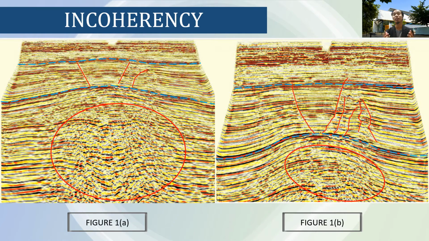Incoherency is the term used in seismic data where it shows inconsistency of the seismic signal. In this slide, Figure 1A is on the left and Figure 1B is on the right, marked by the red circle where it shows the incoherency features in the seismic data image. Figure 1A shows a much clearer signal that is more continuous, compared to Figure 1B where the signal is much more distorted.